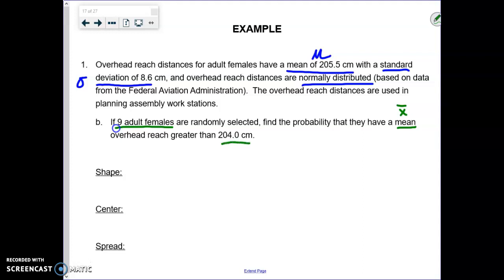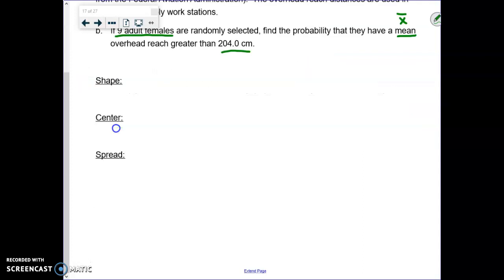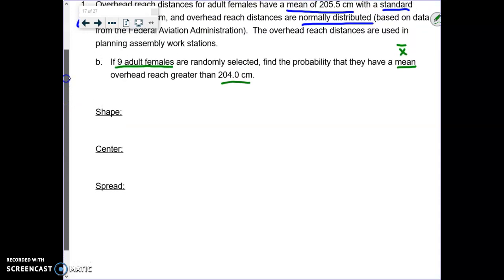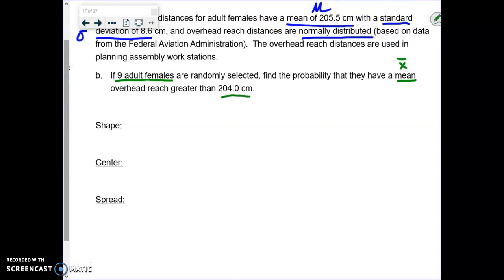So again, we're not looking at an individual person, an individual female. We're looking at how the mean from a sample of 9 adult females compares to other means of 9 adult females from the population. So we're going to look at the same 3 things again: shape, center, and spread.